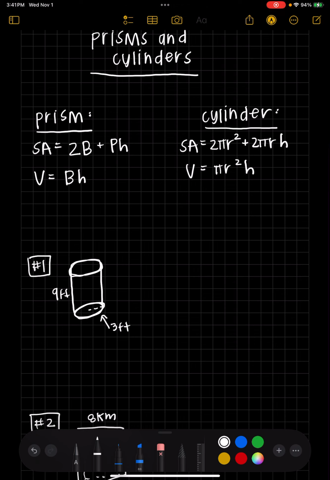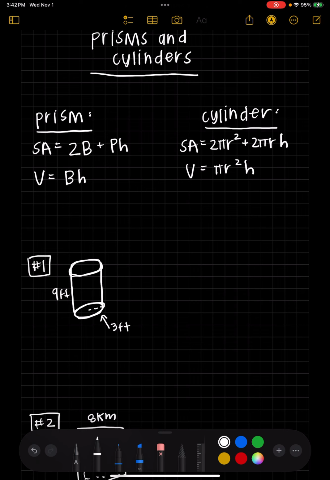And the surface area for a cylinder is 2 pi r squared plus 2 pi r h, where r stands for the radius and h stands for the height. This is just a fancy way of saying 2B plus Ph. It's a more complicated formula, but that way we don't have to go and find the area of the base. It's already put into the formula. We don't have to find the perimeter of the base. It's already put into the formula.